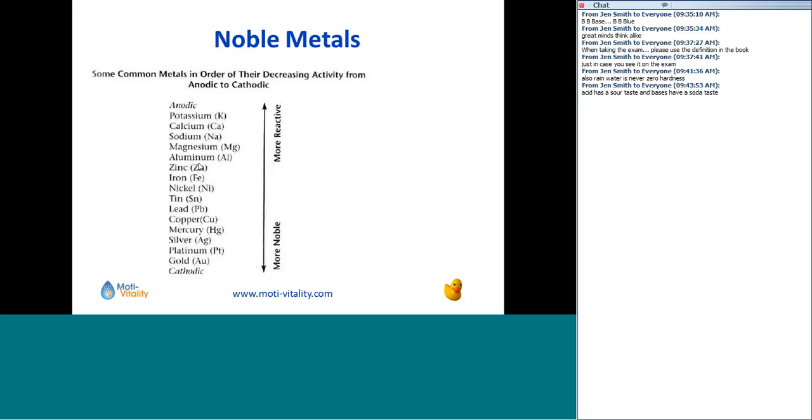Now, a lot of people would think that iron is the most corrosive because that's where we always see rusting cars and rusting metal and stuff like that, but it's actually not. You actually have 6 metals more reactive than iron.